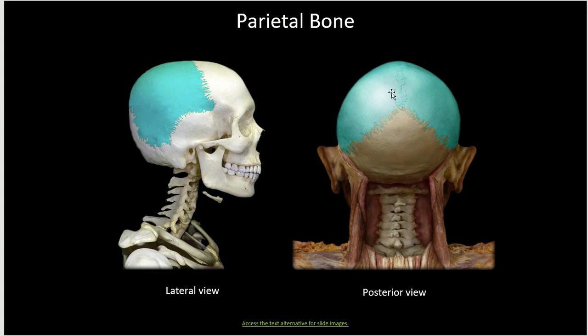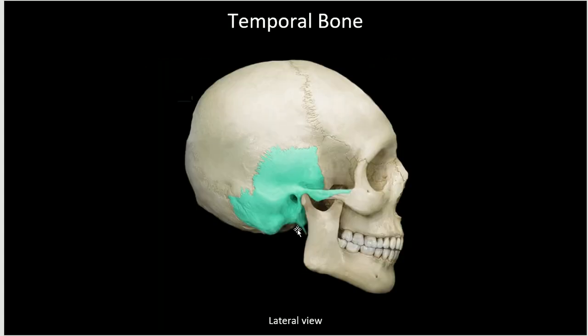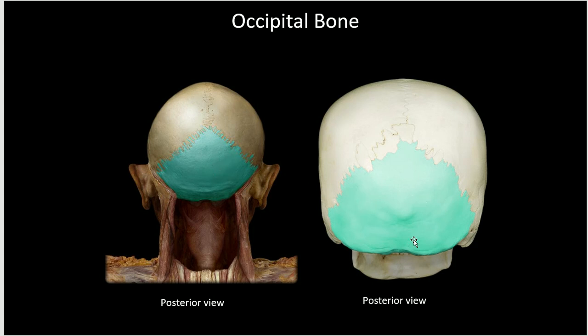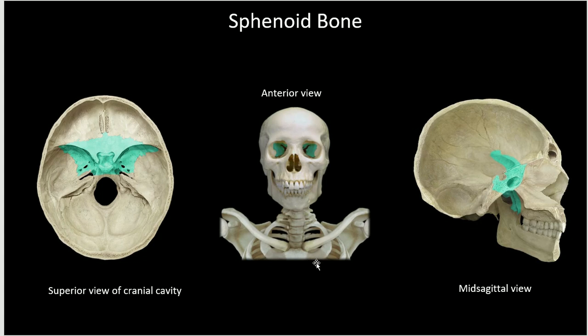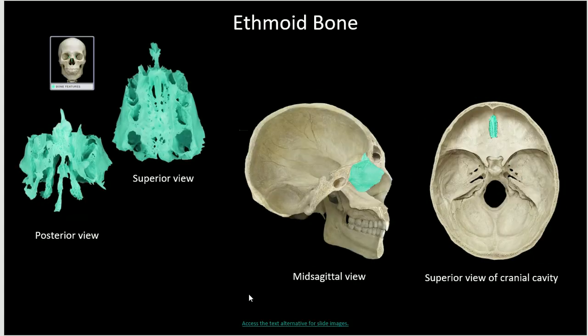Parietal bones, right there. Temporal bone, one on each side. Occipital bone, back of the head. Frontal bone, forehead. All right, so this sphenoid bone is the one that sits inside like this. Talk more on it as well. This is just so you have a relation on where it goes. And then the ethmoid bone right there, part of the skull.